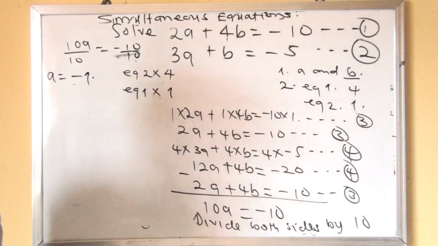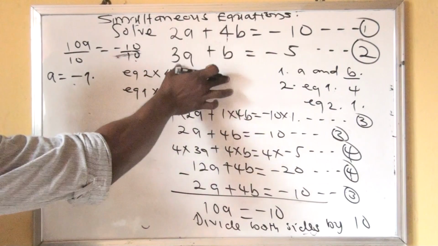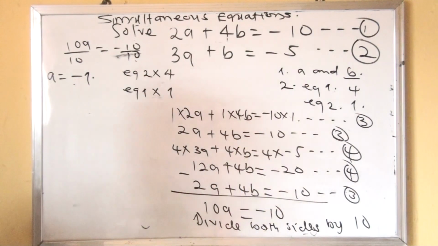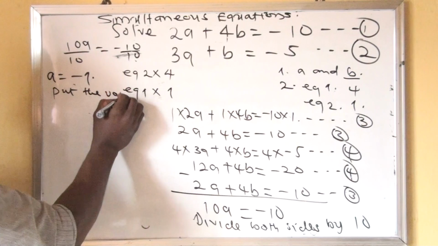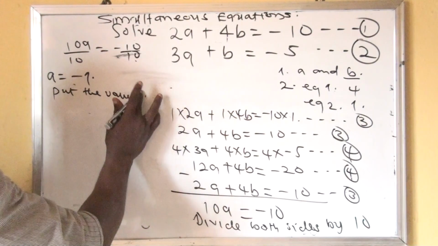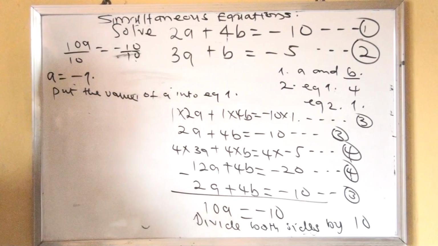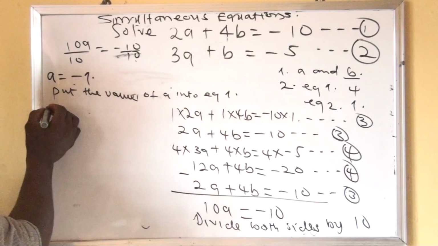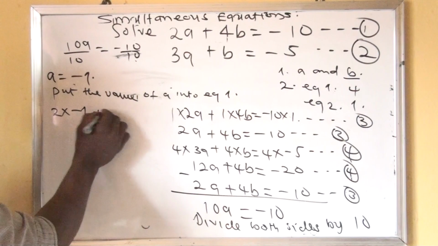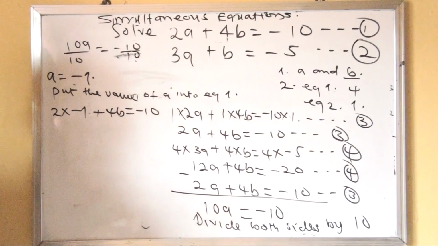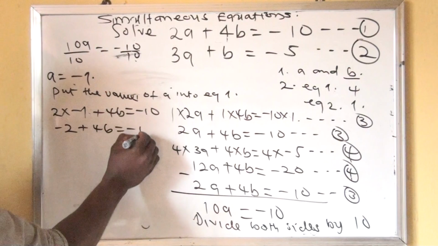So having obtained the value of a to be minus 1, what do we do next? We put this value in either equation 1 or equation 2. Okay, so let's put the value of a into equation 1. Our equation 1 is 2a plus 4b. So in place of a, we put minus 1: 2 times minus 1 plus 4b is equal to minus 10. 2 times minus 1 is minus 2, plus 4b is equal to minus 10.